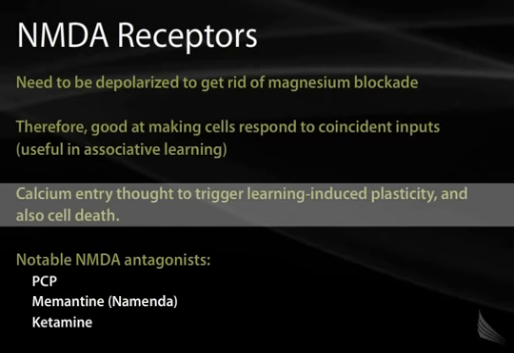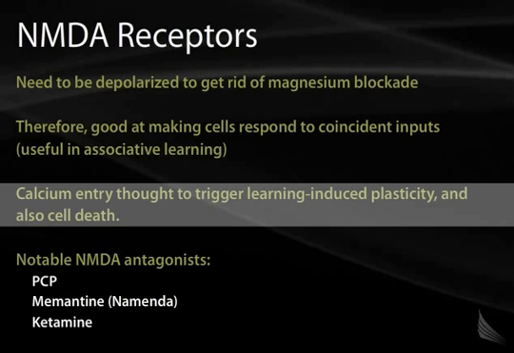The calcium that enters the cell through these channels can have two different distinct effects. One is that calcium can be very important to trigger learning-induced plasticity, or learning-induced changes in these cells. But recall that calcium can also be a potent inducer of cell death.